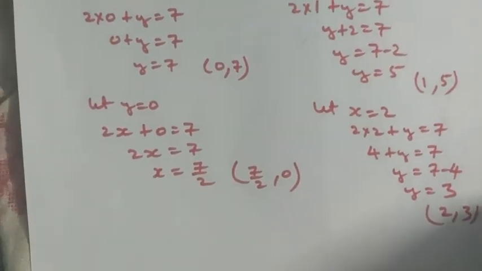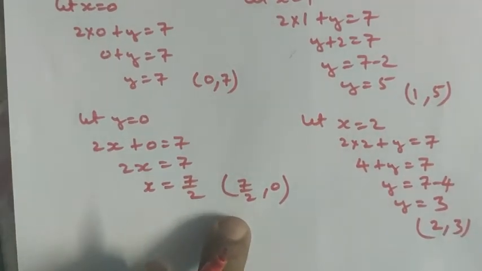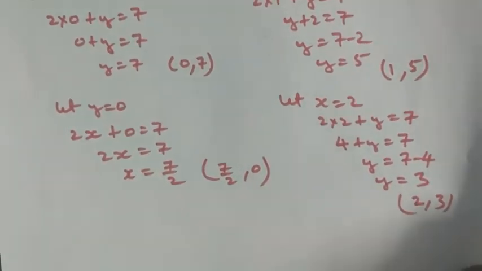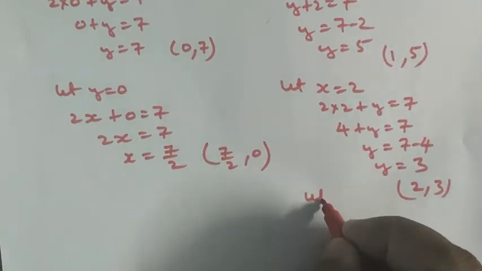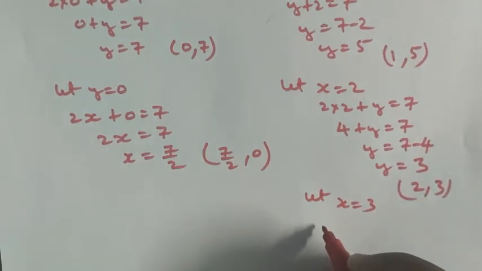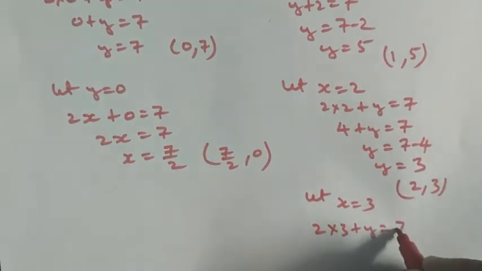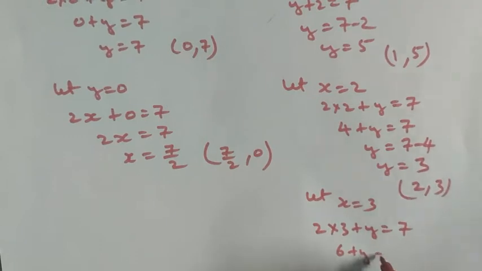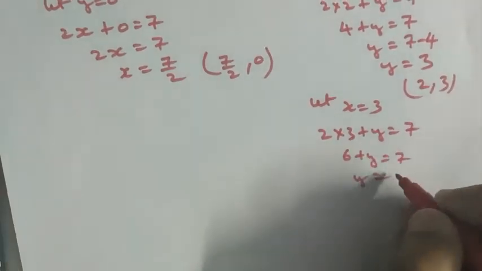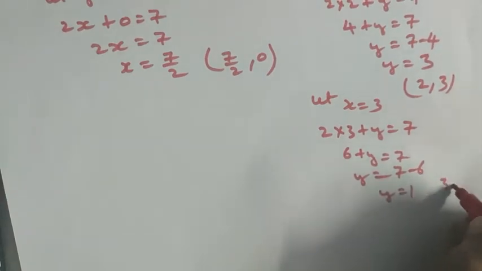So you can see that only in this point we are having a fraction value; at the other points I have taken whole number values. So let's take another point and we will just ignore this point. Let x equals 3. Then the equation 2x plus y becomes 2 times 3 plus y equals 7, then 6 plus y equals 7, y equals 7 minus 6, that is y equals 1. So the coordinate will be 3 comma 1.